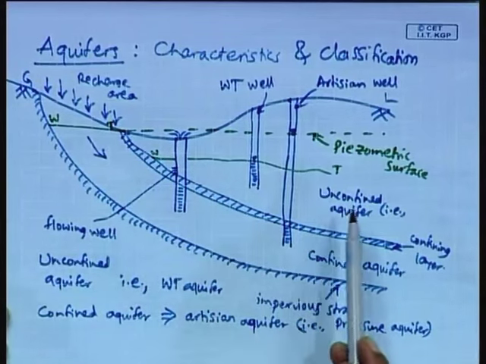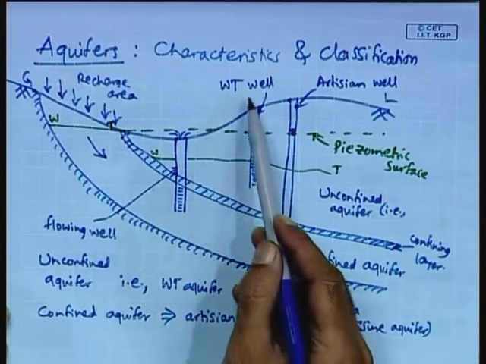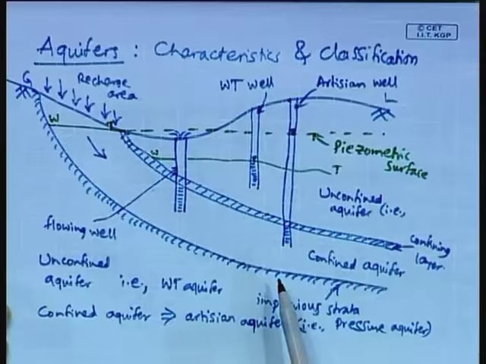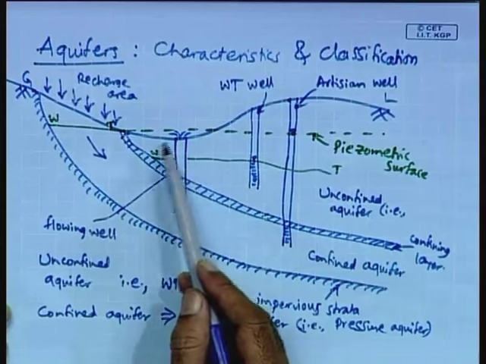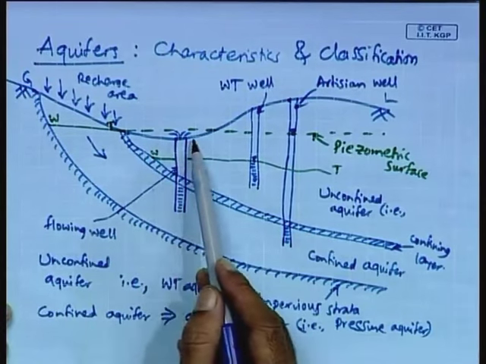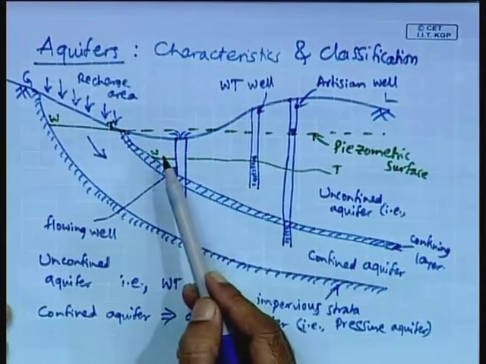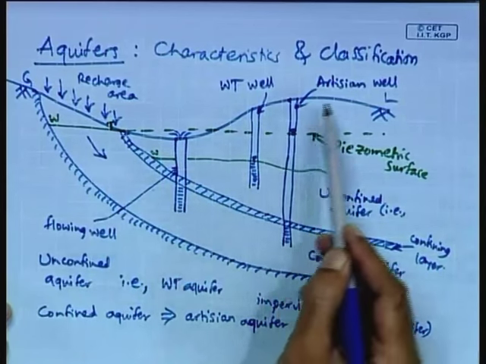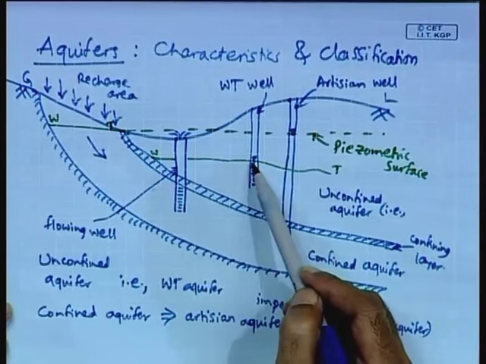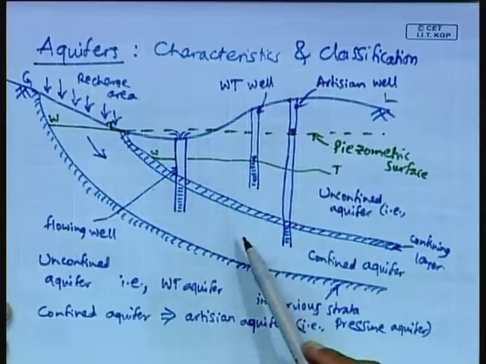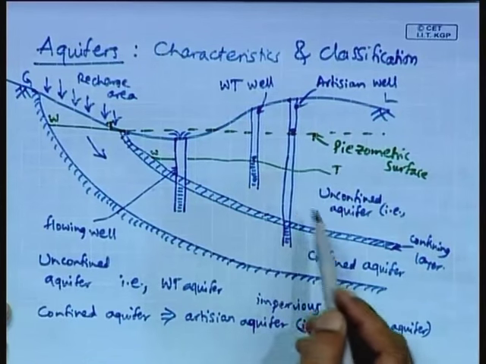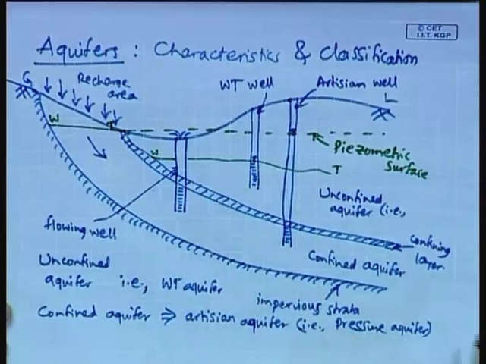So there are three types of wells: the flowing well, the water table well, as well as the artesian well. In the flowing well, the water gushes out naturally because the ground surface is below the piezometric surface there, whereas in the water table well as well as the artesian well, the water surface will be below, corresponding to the water table or the piezometric surface. And this artesian well draws from both the confined aquifer at the bottom as well as the unconfined aquifer at the top.